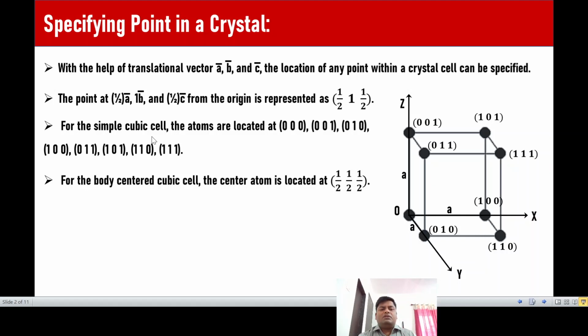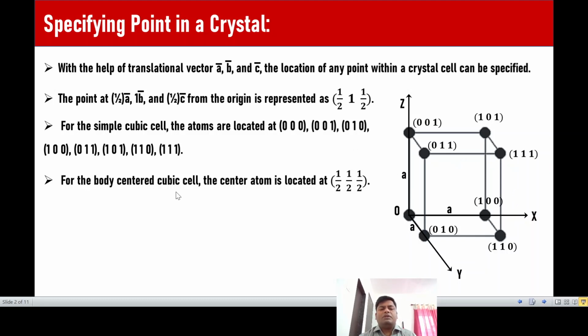Similarly, for a simple cubic cell, the atoms are located at the corners. So the positions of the different corners have been specified over here. In a circular bracket, the atom at the origin must be represented by (0 0 0), and similarly we can represent the other atoms.